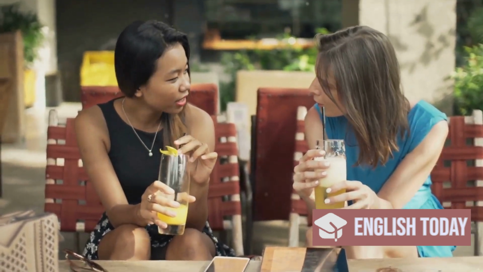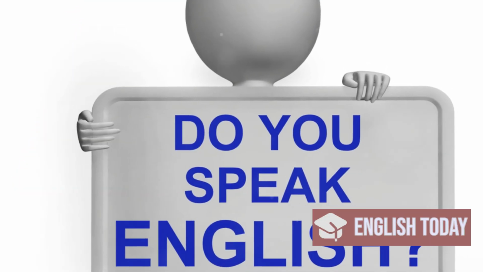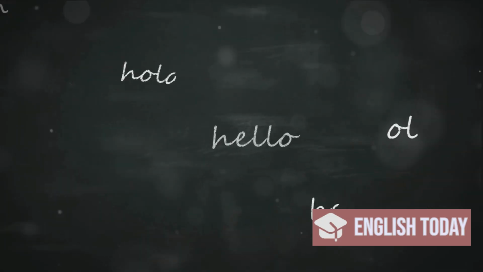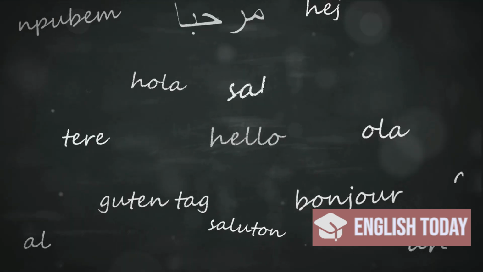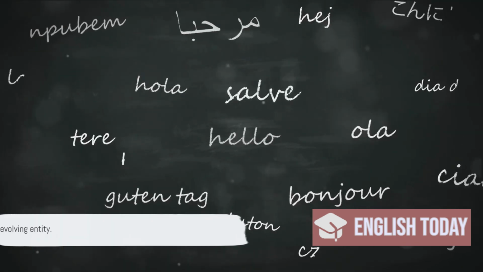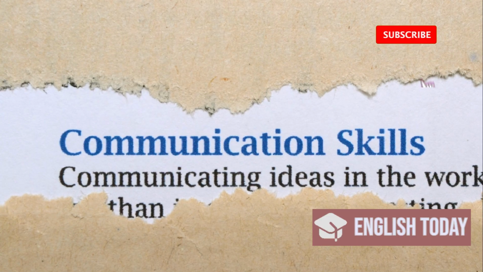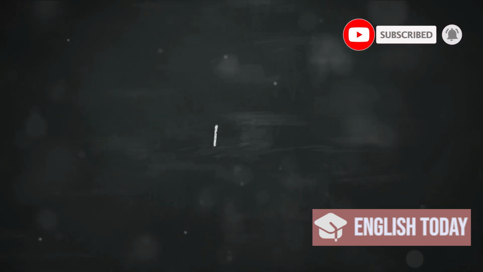In the end, mastering these phrases is all about practice. Try using them in your daily conversations, write them in your English compositions, and soon they'll become second nature to you. So ought to for advice and have got to for urgent necessities. That wraps up our list. But remember, language is a living, evolving entity. Keep exploring, keep learning, and most importantly, keep communicating, because that's what language is all about, isn't it?